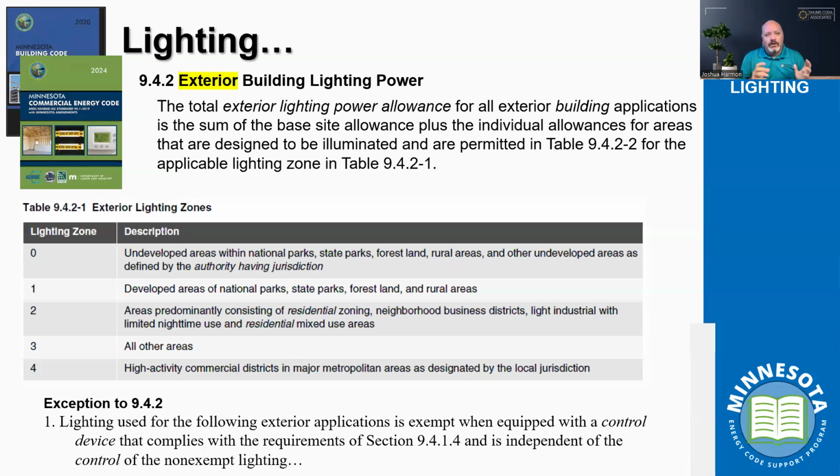And sometimes we'll allow you to be incorporated into future design, right? If you know this development is going to be commercial, it's part of a development, then you can use that different lighting zone, but you have to calculate it.